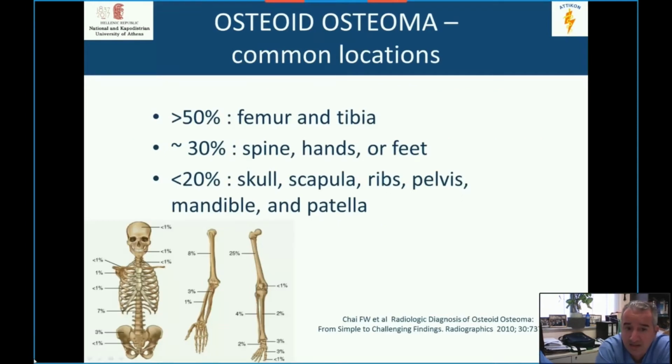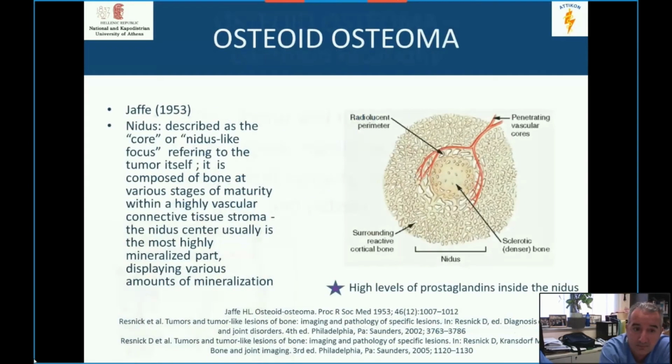More than half of the cases of osteoid osteomas are found in long bones, most commonly in the femur and tibia. Approximately 1/3 is found in the spine, hands, or feet, and less than 20% can be found in the skull, scapula, ribs, pelvis, mandible, and patella.